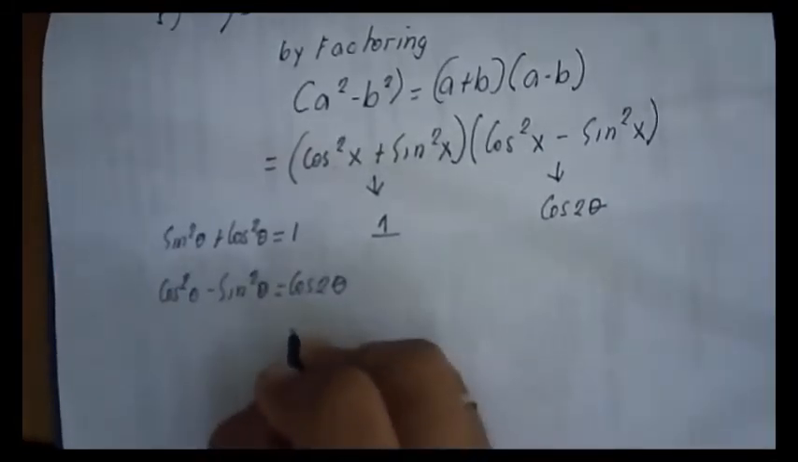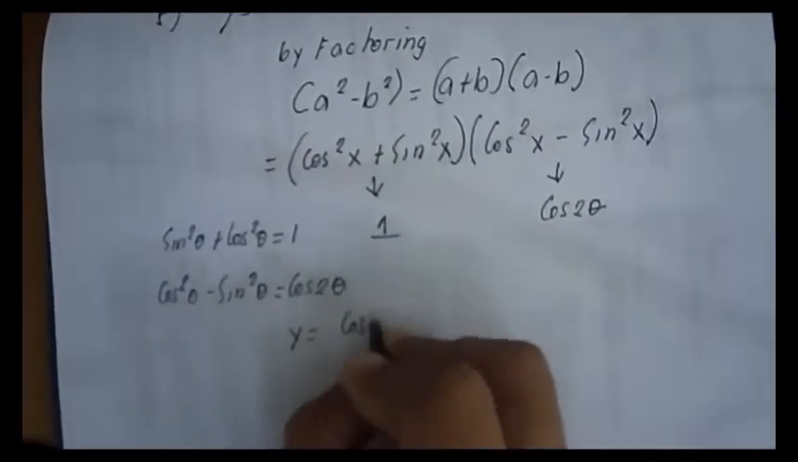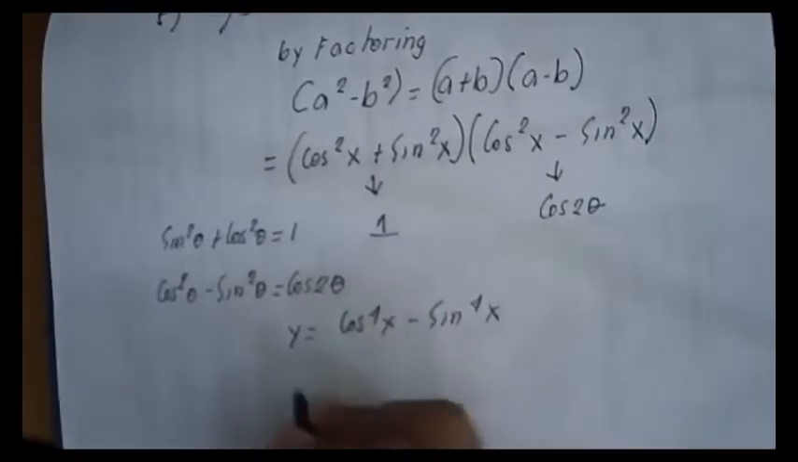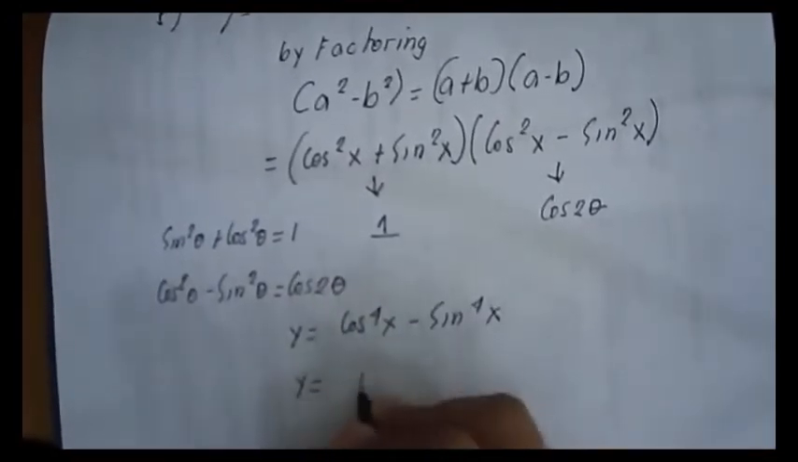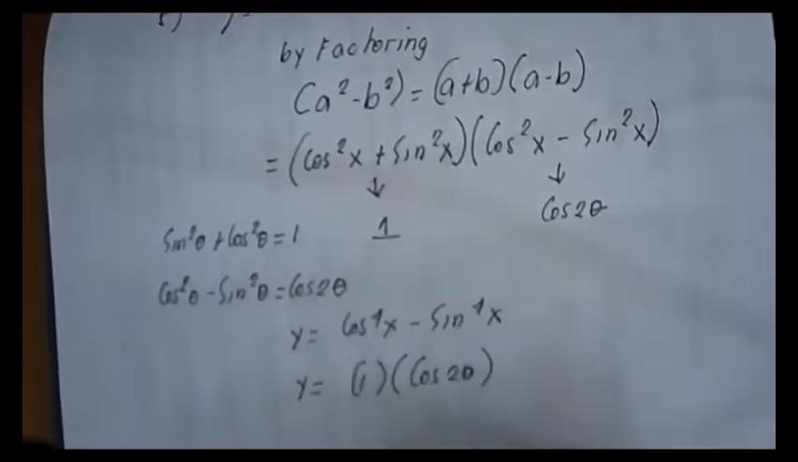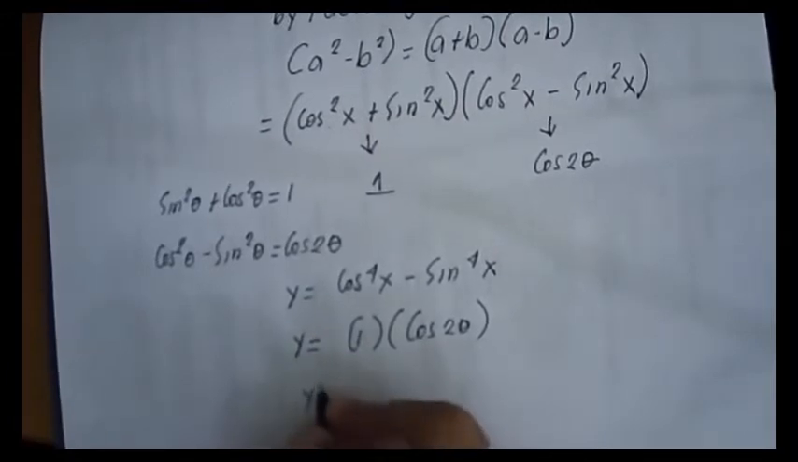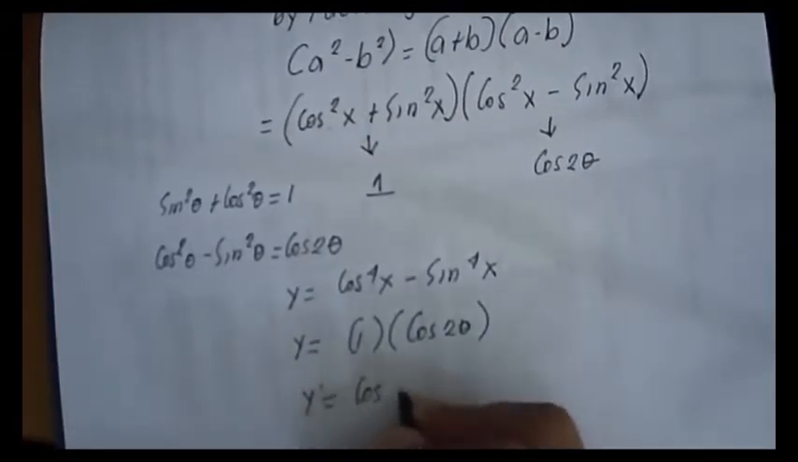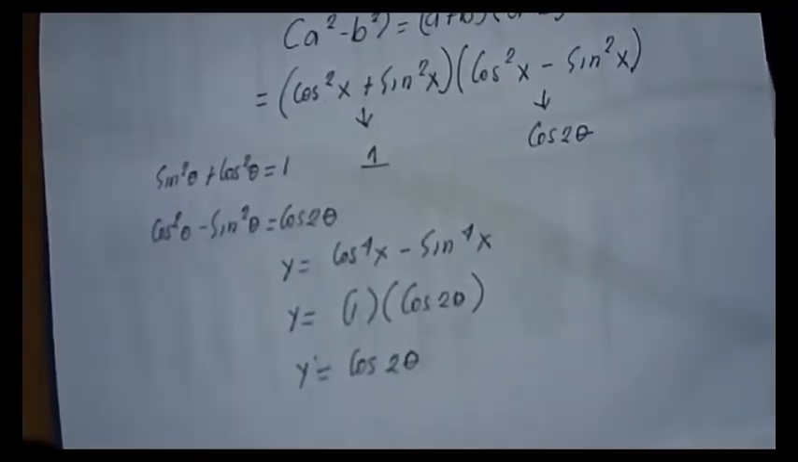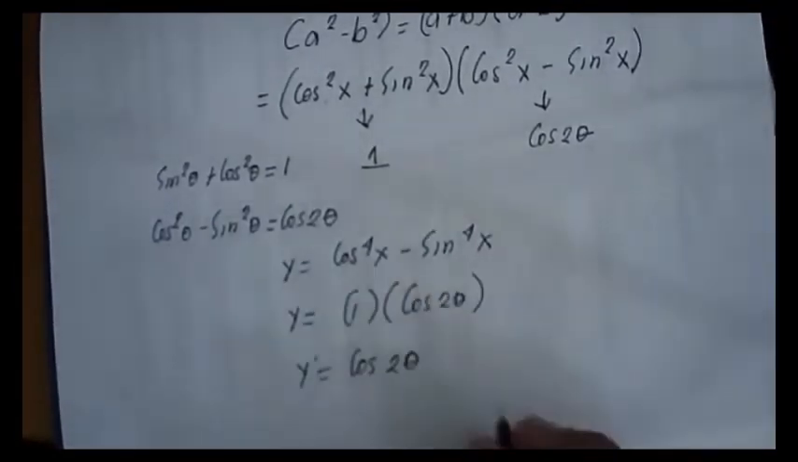Okay? So, y equals cosine to the fourth x minus sine to the fourth x. If we're going to simplify that, that is the same as 1 multiplied by cosine 2 theta, or y is equal to cosine 2 theta. Yan ay yung simplified na value niya, no?